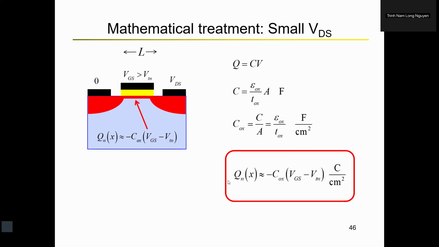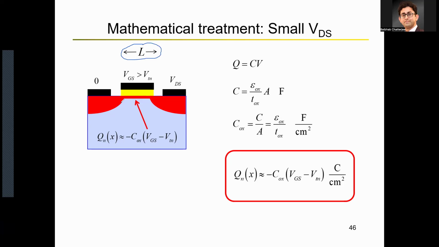So again, remember, this is the charge per unit area. And how is area defined? Area is defined as length multiplied with width. So length is the distance between your source and drain regions, and width is the dimension perpendicular to the plane of the screen. This dimension is not drawn, but the third dimension over here is going to be the width.